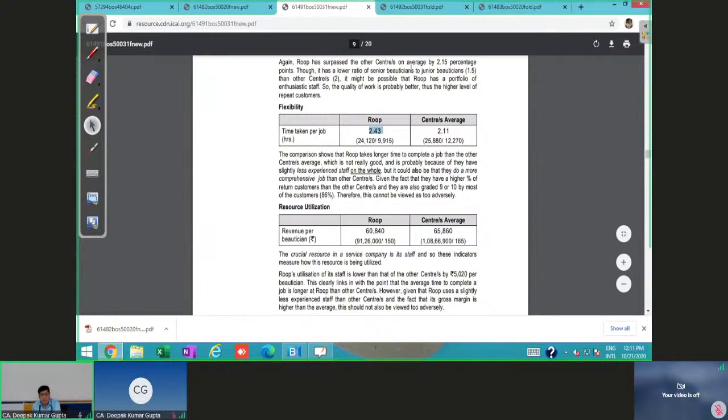Revenue per beautician is less in the case of Roop. Maybe this is due to the extra time taken by Roop's staff. All factors are linked one by one to each other.